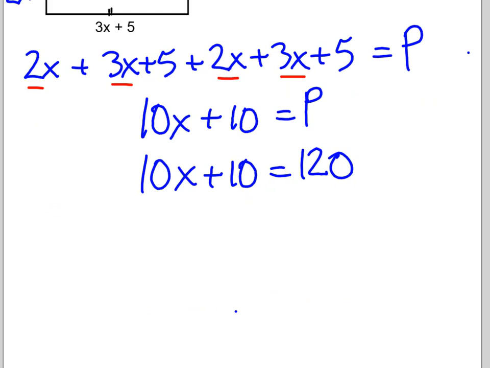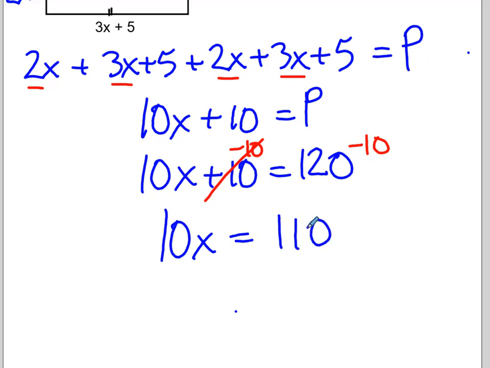Okay, so now I want to solve this just like I've been solving all my other equations. So I'm going to use some SAMDEB as a guide. Get rid of my 10s. 10x equals, is that 110? Then I'm going to divide both sides by 10. And I end up with x equals 11.